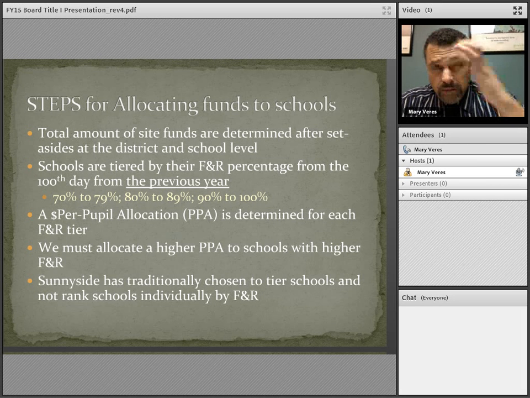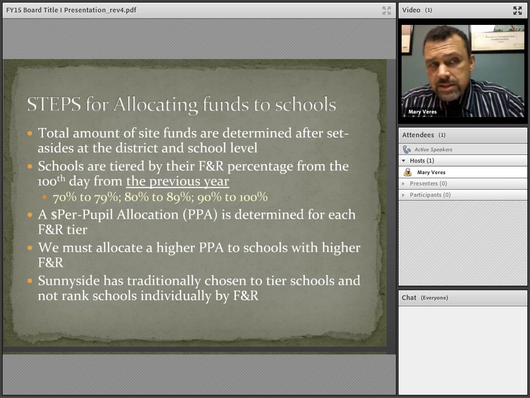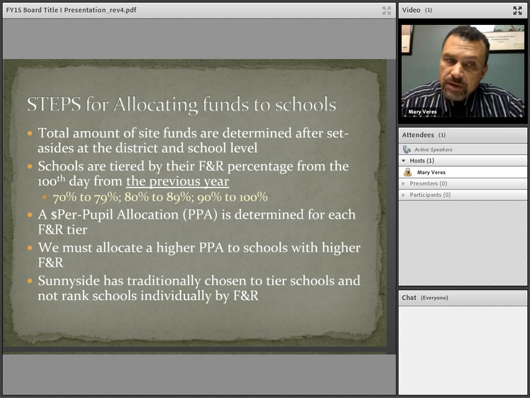So how do I do that? Well, there's a formula that we have to use at the district level, and that is that we need to distribute to the schools their share, and their share is determined by two things: their level of free and reduced percentage from the 100th day last year, as well as their school enrollment as of 100th day last year. So in Sunnyside, we've always adopted the practice of tiering our schools, as you see on here, from 70 to 79, 80 to 89, and 90 to 100.